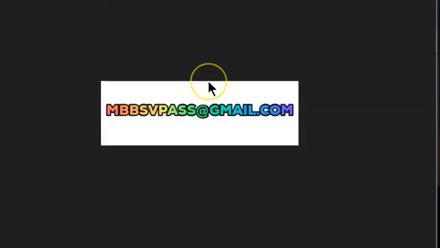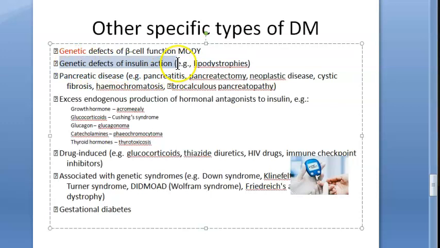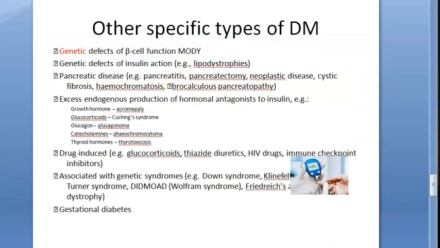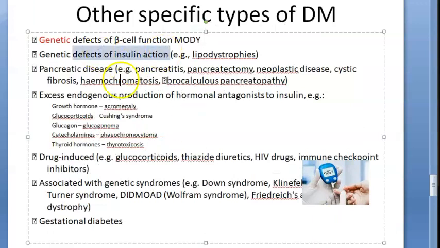But are we here to learn more about MODY? No, we are here only to learn the causes of what? Causes of what? Of diabetes mellitus. Very good. And we are learning the etiological classification of diabetes. Okay, then you have genetic defects of insulin action. Lipodystrophy. So if they have some lipodystrophy, they can have a defect of insulin action, which they are not considering in type 1 or type 2.